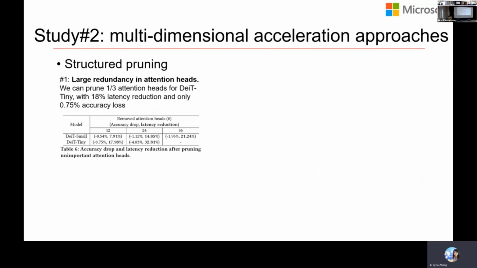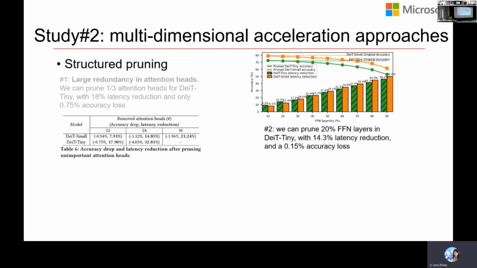We first prune only attention heads for the DeiT-tiny and DeiT-small. As shown in this table, it suggests there is a large redundancy in attention heads. For the DeiT-tiny, there are 3 attention heads in each encoder layer. We can prune 1/3 head with 18% latency reduction and only 0.75% accuracy loss. Then we prune only FFN layers. As shown in the figure, there are about 20% redundancy in FFN layers in the smallest DeiT-tiny.